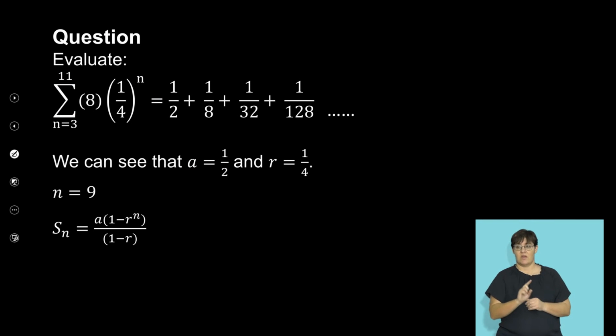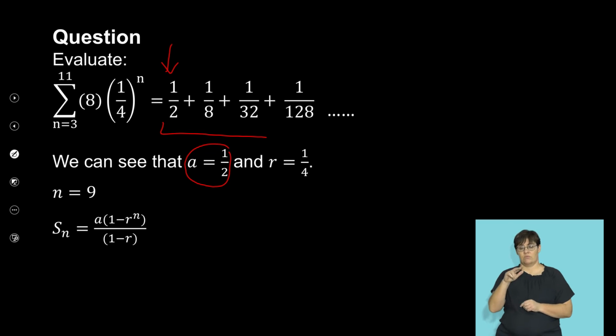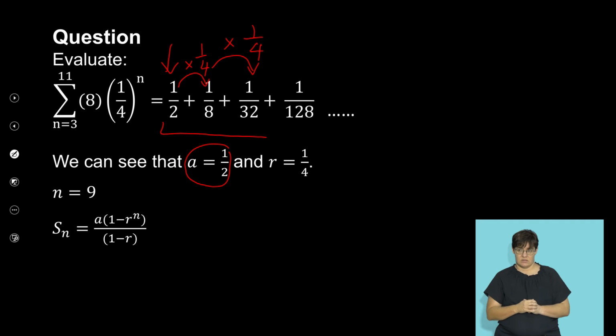So we've established that the first 3 terms are a half, an eighth, 1 over 32. If you went on, you would see that 1 over 128 is the next term of the pattern. We've discussed that A is a half because this is the first term that's being involved in this actual series. The common ratio is a quarter because to get from a half to an eighth, I had to times by 1 over 4. To get from an eighth to 1 over 32, I had to multiply by 1 over 4.